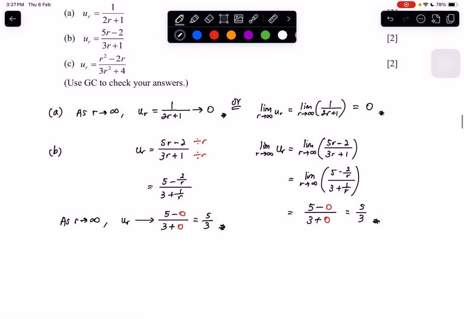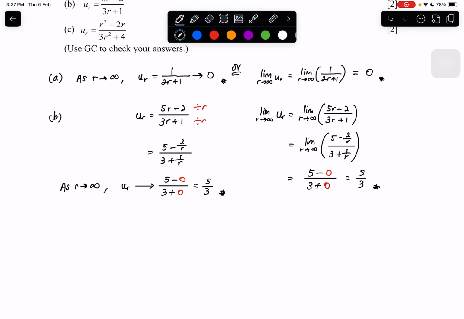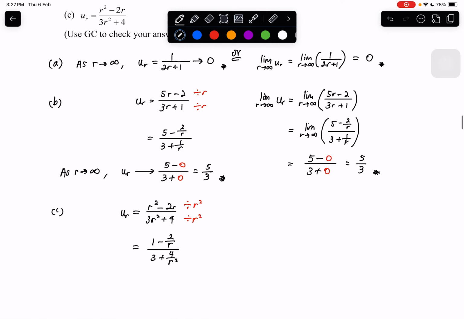Now let's do the same thing for part C. Over here, let's adjust our UR first. UR is R squared minus 2R divided by 3R squared plus 4. Same technique, we will need to make it into something like this. We will divide by the highest power of R. So we will have 1 minus 2 over R divided by 3 plus 4 over R squared.